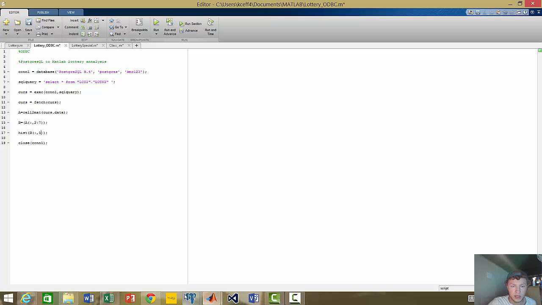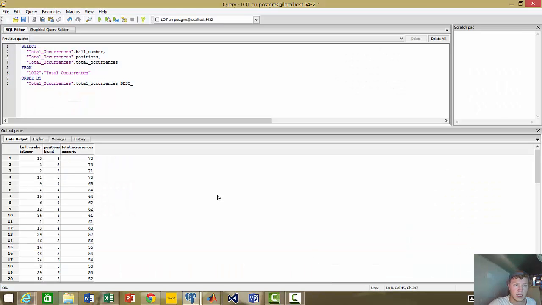If we look at individual numbers, we can go over to Postgres, and the total occurrences column right here tells us, for all the numbers combined, what numbers occur the most. I have this ordered by total occurrences in descending order. So the most common numbers are 10, 3, 2, 11, 9, 4, 15. Those are the bulk of the numbers. Now, all the numbers up to 15 are included in the N6, but N1 through N5 have the whole spectrum of numbers.